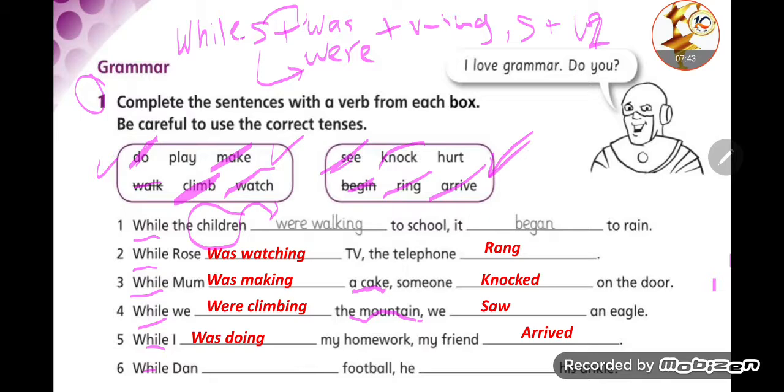Okay, while Dan football, his ankle. Okay, play. While Dan was playing, what hurt his ankle. Okay, وليس ankle.